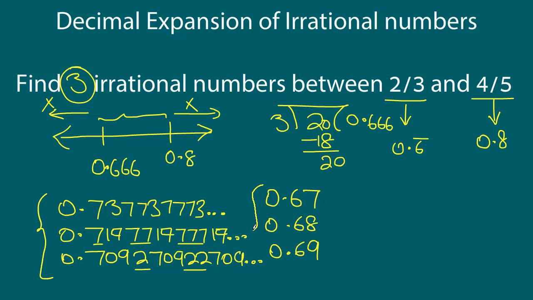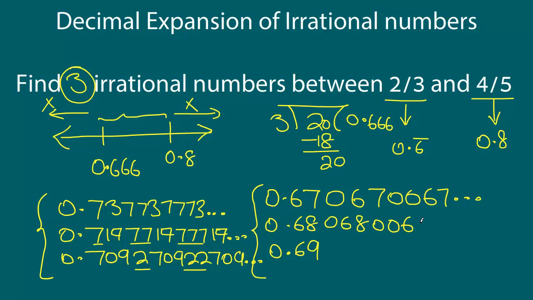Now what about this? Let's write some numbers like this. So 0.67, well, we can simply say 0.067, 0.0067, right? We can create something like that. And if we are feeling very lazy, we can write the same thing here, 0.68, 0.068, 0.0068, right? So on and so forth. And for here, just to mix it up, instead of using zeros, maybe we can say 0.169, 0.1169, 0.11169, right? Something like that. So these will be valid irrational numbers between 2 by 3 and 4 by 5.